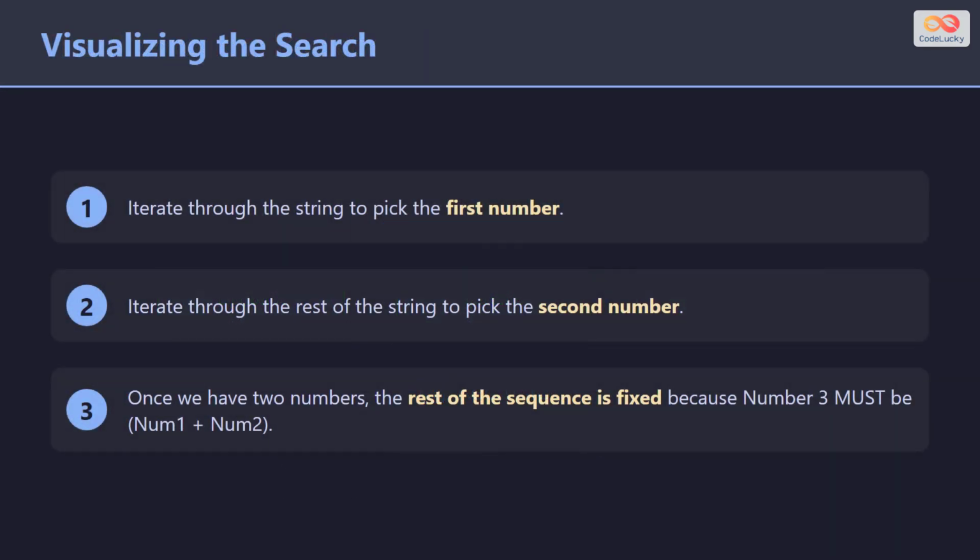Let's visualize this process. Step 1, we loop through the string to define our first number. Step 2, we start a new loop to define the second number. Here is the magic. Once we have the first 2 numbers, we don't need to guess anymore. We calculate what the third number must be and simply check if the remaining string starts with that number.